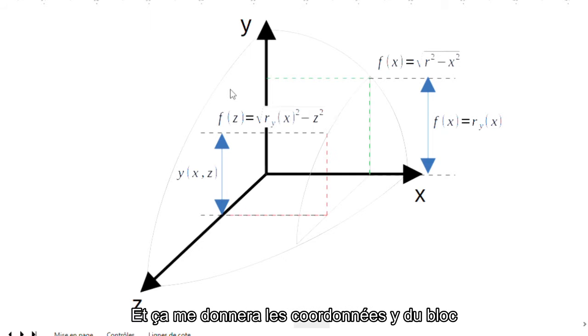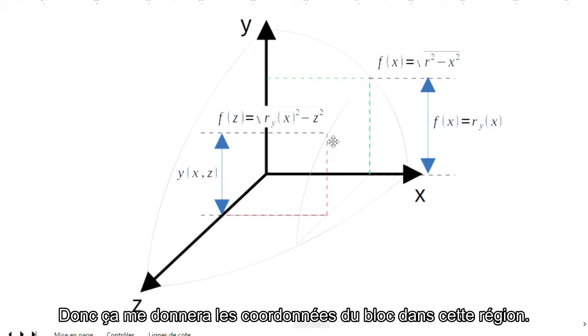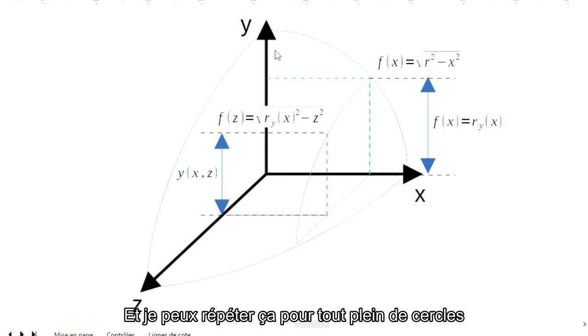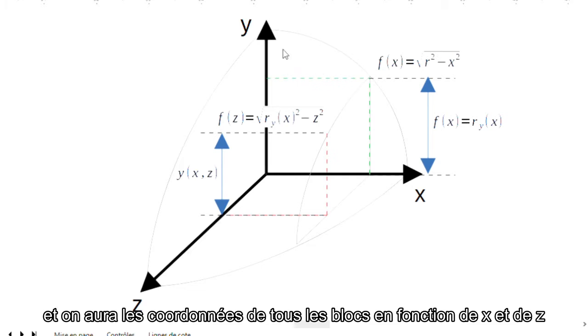And that will give me the y-coordinates of the block with respect to not only x but also z, so it will give me the coordinate of that block in this area, and I can repeat that for many circles, and I will have the coordinates of all the blocks with respect to x and z.